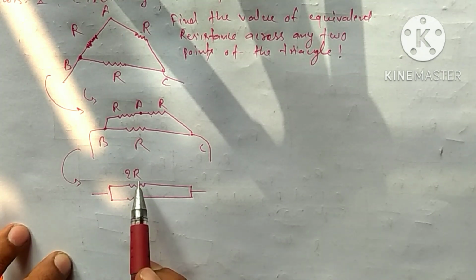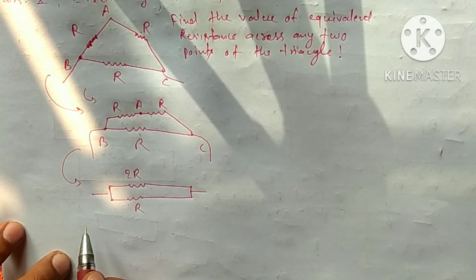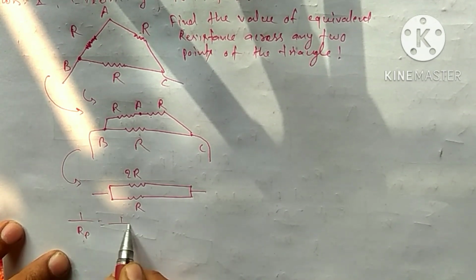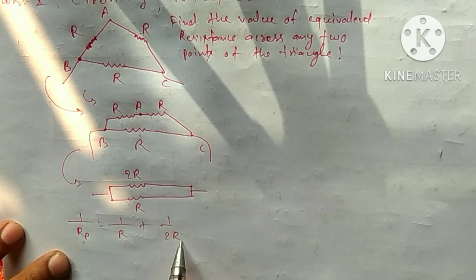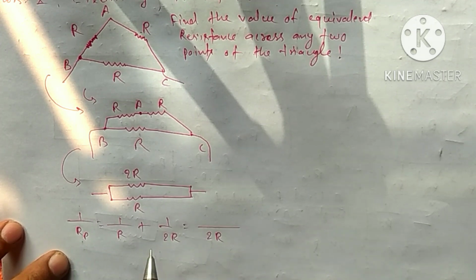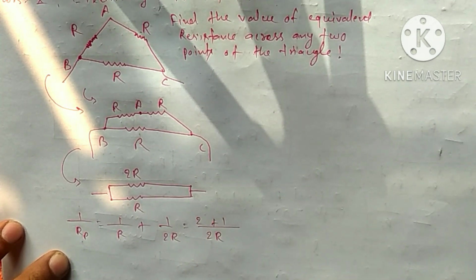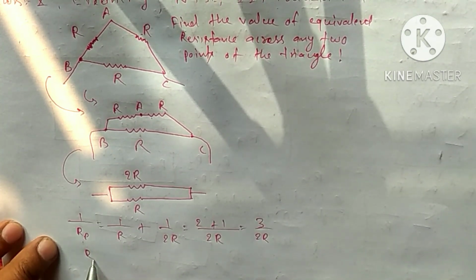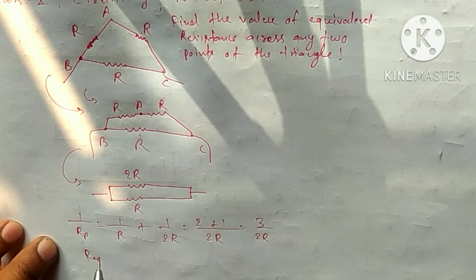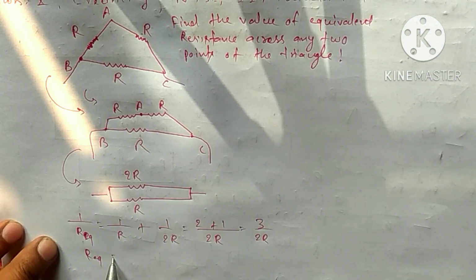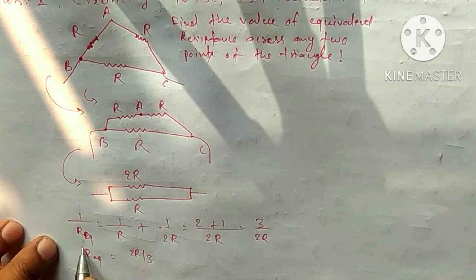Why? Because, look at the figure, these look like a parallel. So in parallel we can find it with the help of 1 by Rp equal to 1 by R plus 1 by 2R. After finding the common denominator 2R, and 2 plus 1, we get 3 divided by 2R. So our final equivalent resistance is 2R divided by 3.